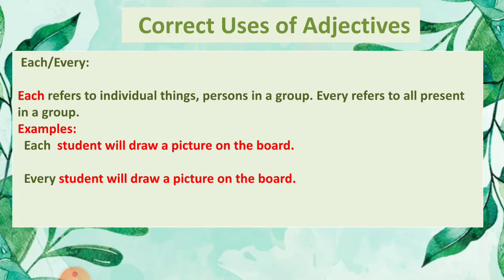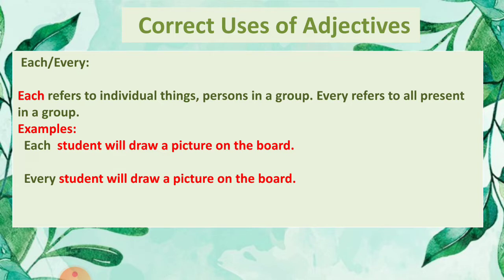Now one more pair of adjectives is each and every. Each refers to individual things or persons in a group. Every refers to all present in the group, right? So each is used for the individual person or thing in a group, while every refers to all the things or all the persons present in a group.